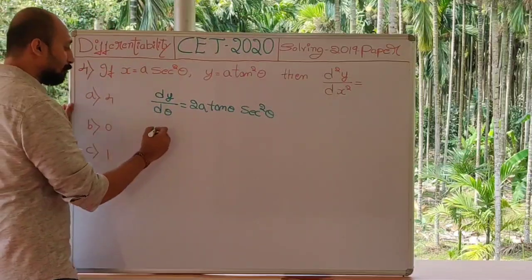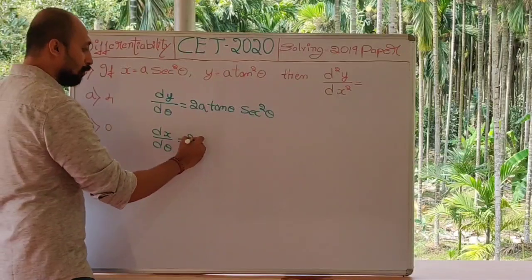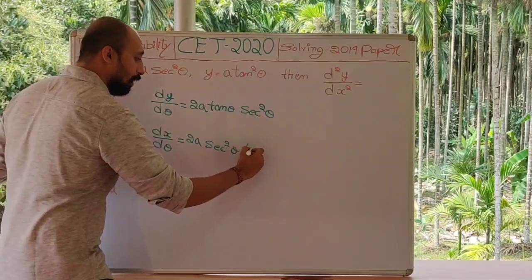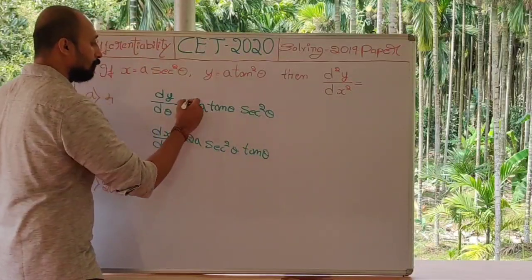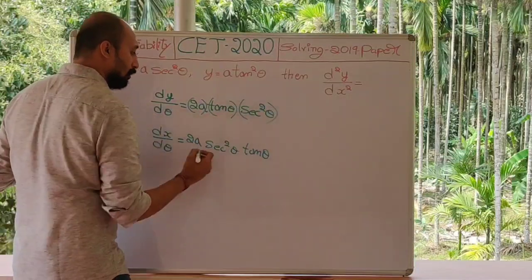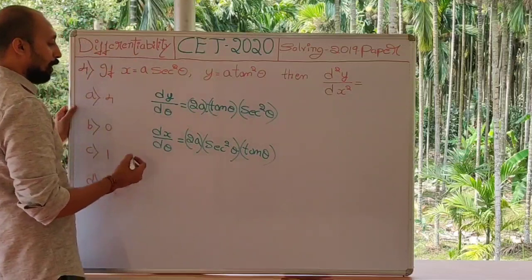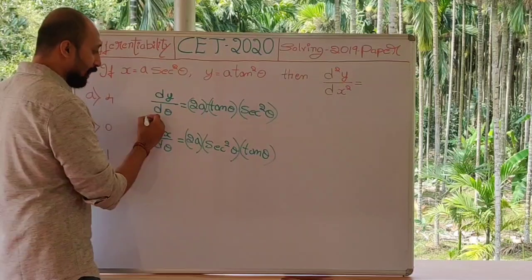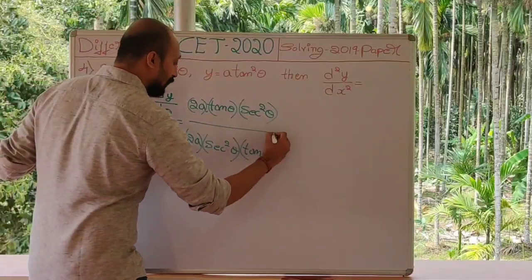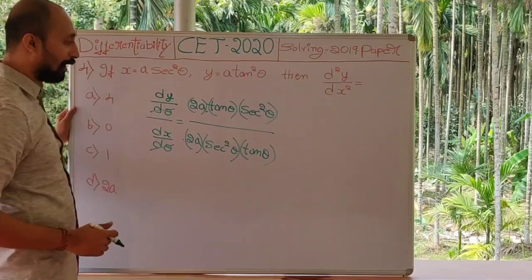What is dx by d theta? dx by d theta is equal to 2a secant square theta tan theta. So 2a is the constant, and here also 2a is a constant. So if I have to find dy by dx, I have to divide these two. When I divide these two, d theta and d theta will get cancelled. I will get dy by dx.